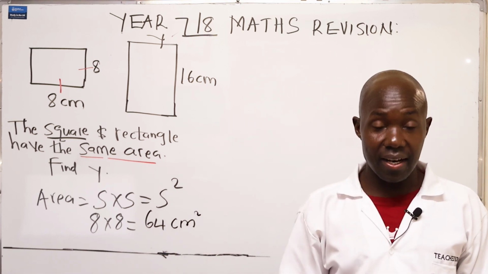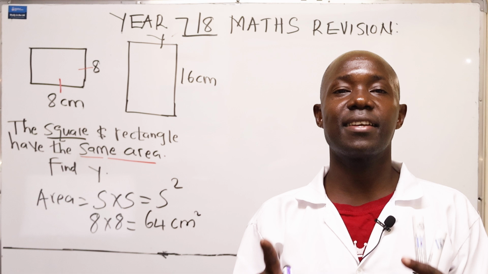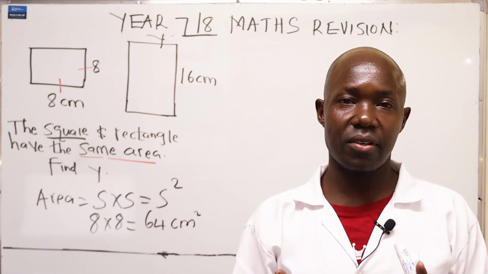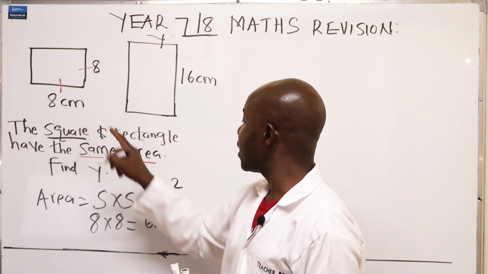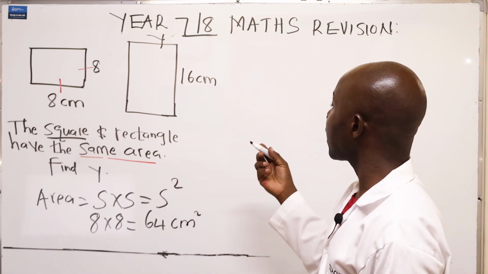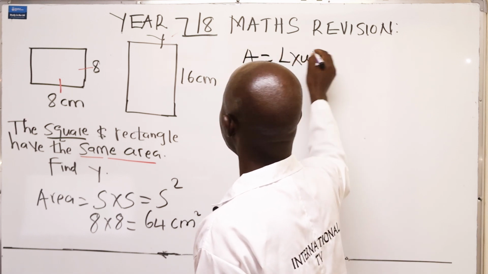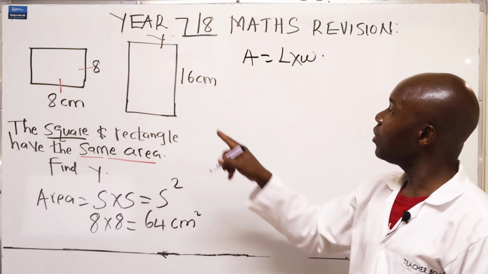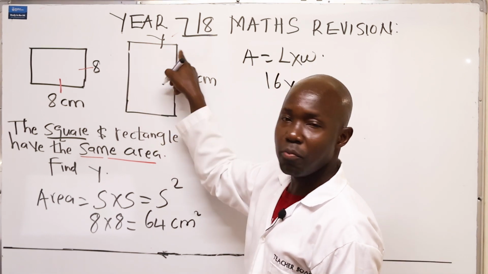The other thing I would also love to remind my Year 7s and 8s across the country is that the units matter a lot. Don't just write 64. If the units were in centimeters, you write centimeters squared. Then you get to the rectangle, where the area should be length times width. The length was given to be 16 and the width was given to be y.